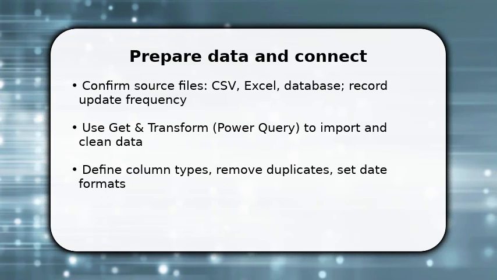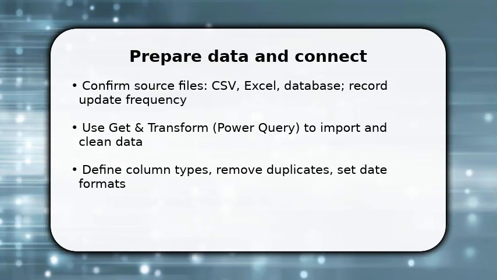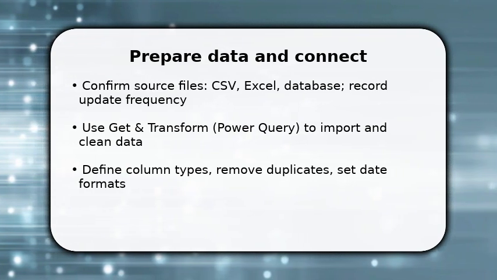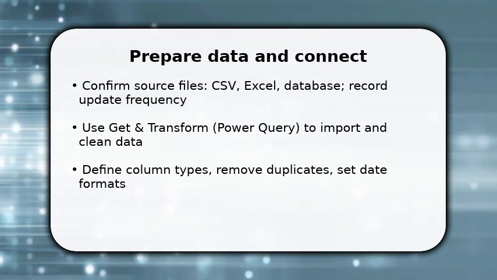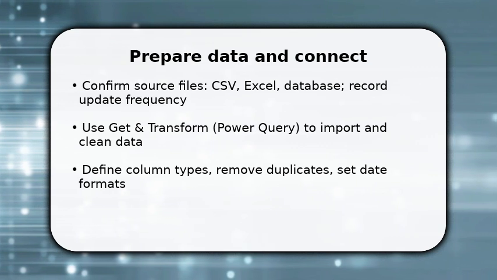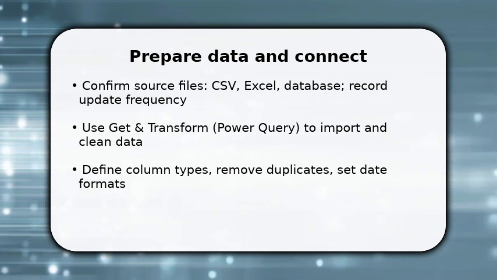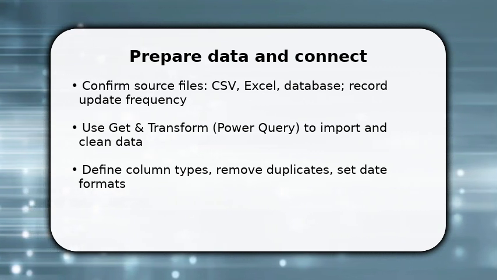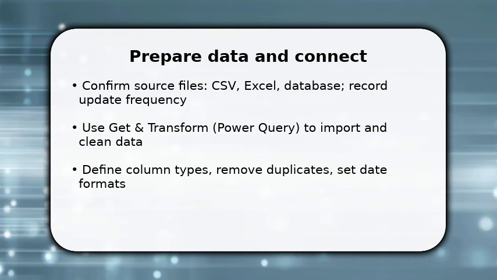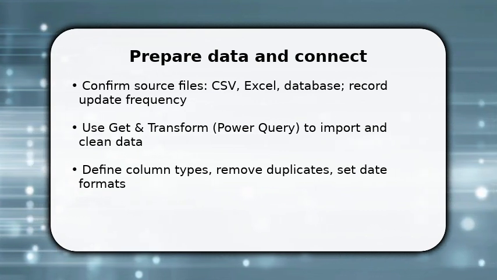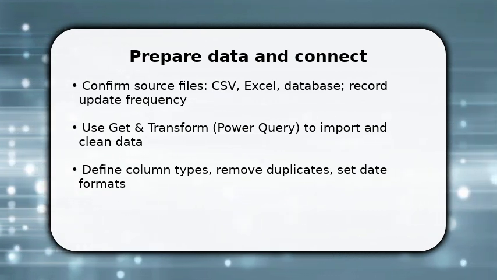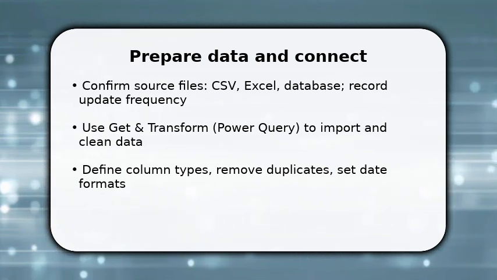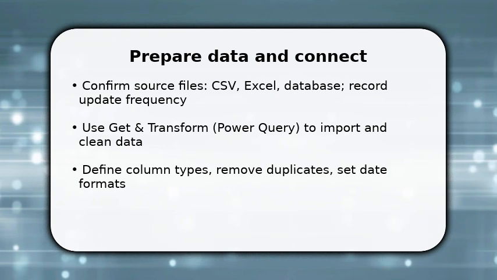You start by connecting your sources: CSV, databases, or other Excel files. Use Get and Transform to load and perform initial cleaning so the rest is reliable. Once connected, set column types, correct date formats, and remove duplicates. This avoids errors later. Make sure to parameterize source paths if files move, and create a sample query you can reuse. This first step speeds up every subsequent report and prevents common data integrity problems.